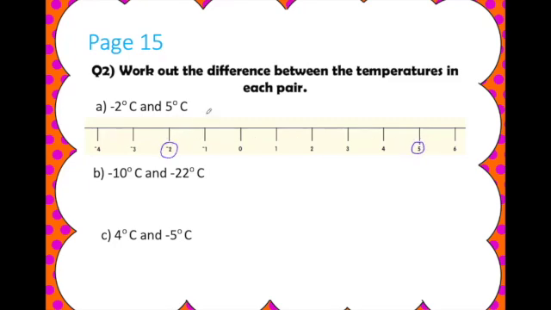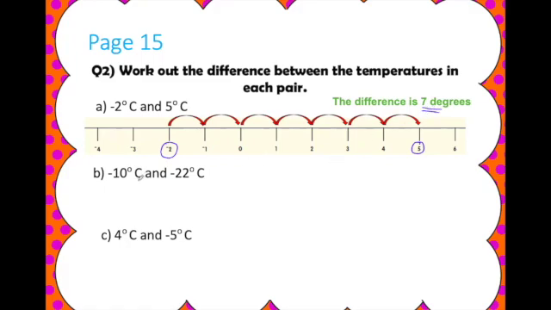And see how many steps you have to go forward so that we will reach the second number. 1, 2, 3, 4, 5, 6, 7. So the final answer is 7 degrees Celsius. It's the same answer that we got in the first method.